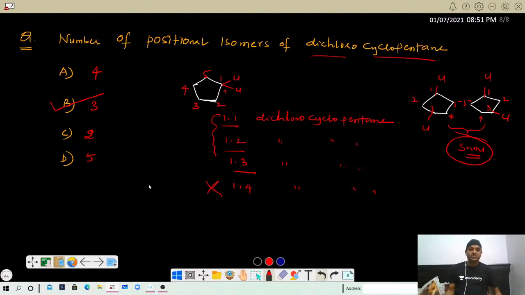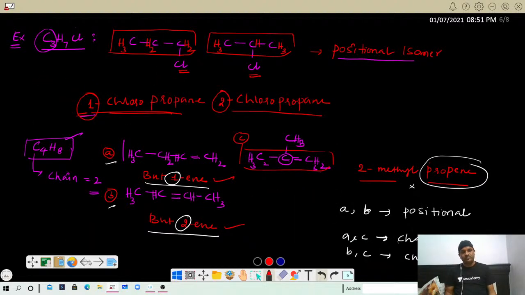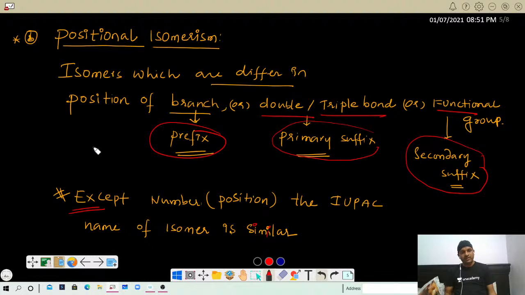So what is the conclusion here? If you look at this, what is the condition for positional isomerism? The isomers which differ in their branch, double bond, triple bond position or functional group position. It means except for the number, the IUPAC name of the isomers is similar. That's what you have to understand.